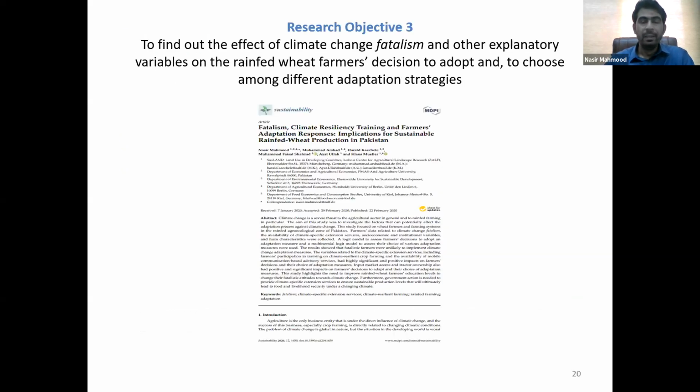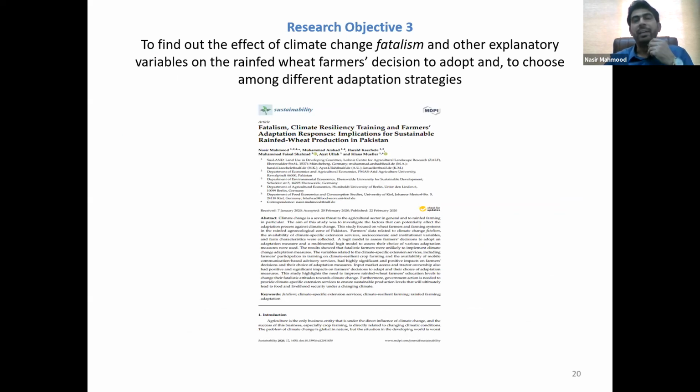The third and last objective is to find out the effect of climate change fatalism and other explanatory variables on rain-fed wheat farmers' decision to adopt and to choose among different adaptation strategies, which I have addressed in my third published paper in the Journal of Sustainability.